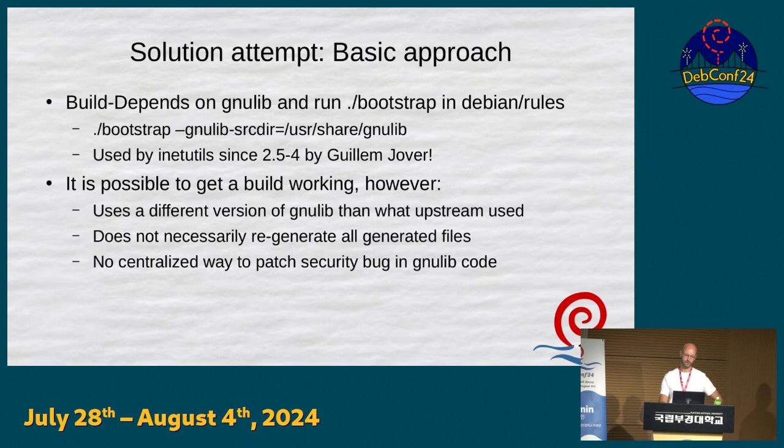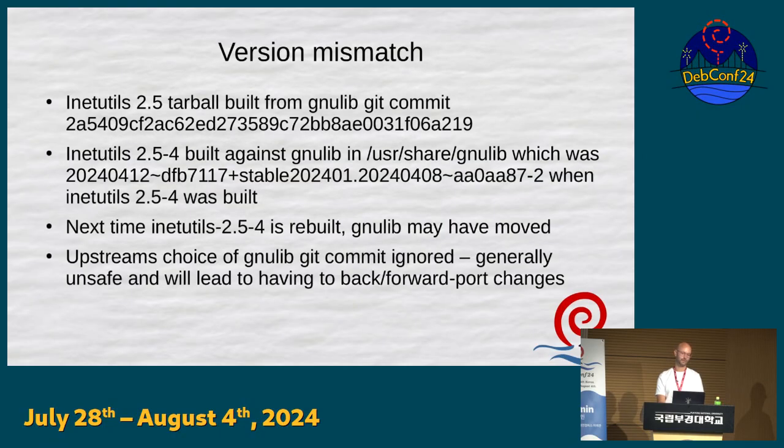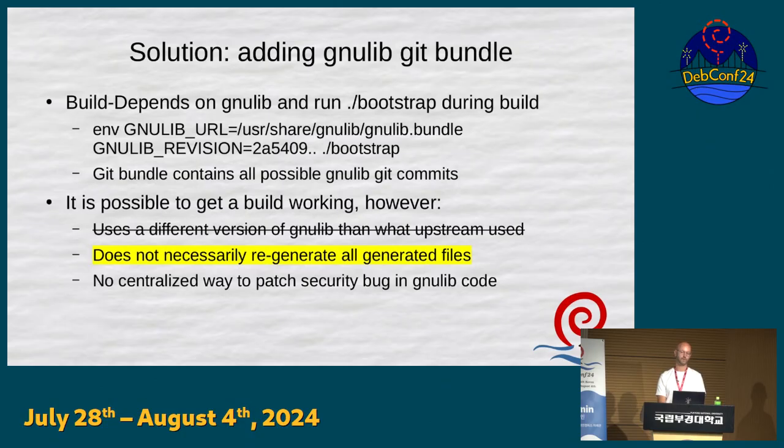There are three issues. The first is that this will use a different version of gnulib than upstream used. So the inetutils 2.5 tarball used one gnulib release, but when built for Debian, it used another gnulib. And this is not respecting upstream's choice of gnulib and can introduce serious bugs because gnulib doesn't promise any API or ABI stability. It just offers a latest version, and the maintainer is supposed to make that work. So what can we do about it?